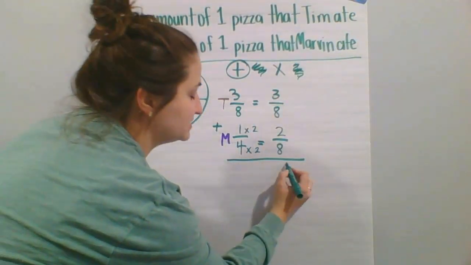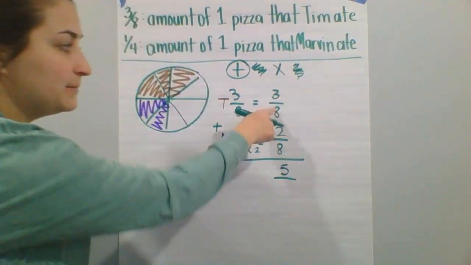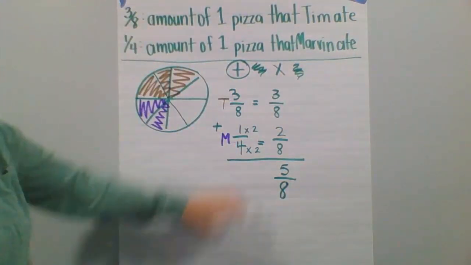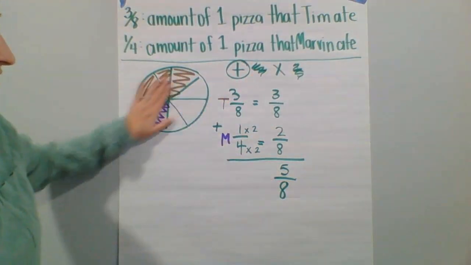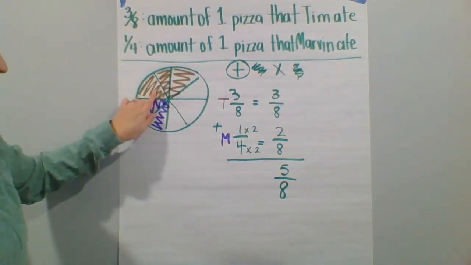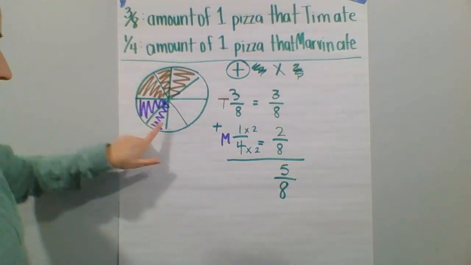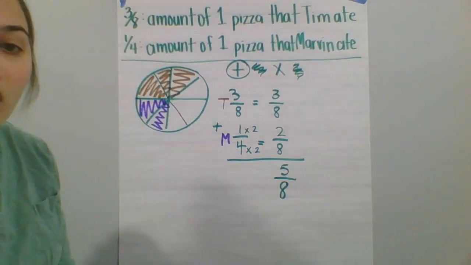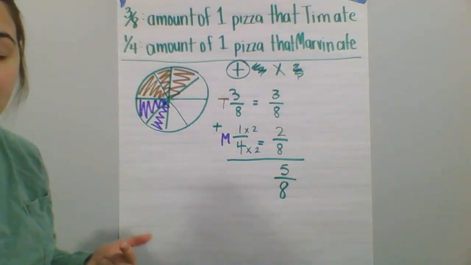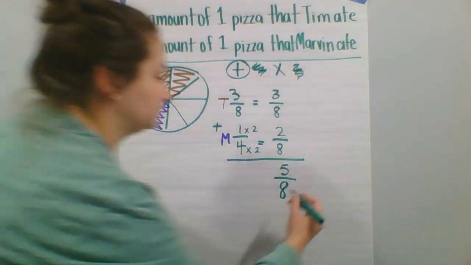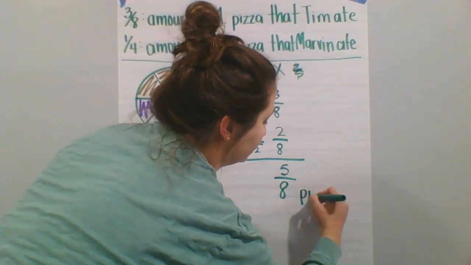And then I can just add these together to check my visual. 3 plus 2 gives me 5, and my denominator stays the same. My whole is still the same. So 3 plus 2 gives me 5, and let's count together and see if our 3/8 plus our 2/8 gives me 5/8. 1, 2, 3, 4, 5. So we know that all together, Marvin and Tim ate 5/8 of a pizza. So they ate 5/8 pizza.